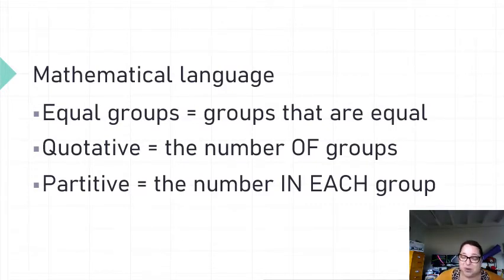Our next term is probably a new one. It's quotative. Can you say that? Quotative. Let's do that one more time together. Quotative. So quotative means the number of groups or how many groups that you have. And that last term that we need to know is partitive, also probably a new one for you. Let's say it together. Partitive. So partitive means the number in each group.